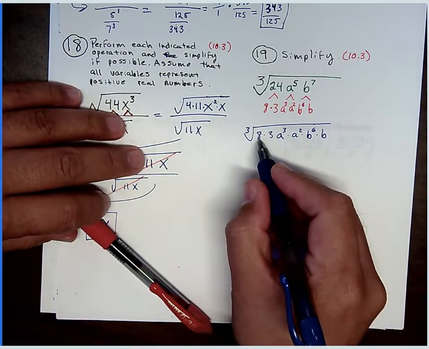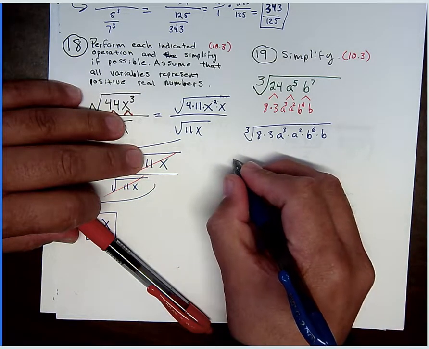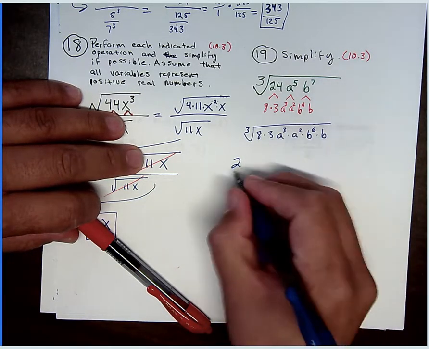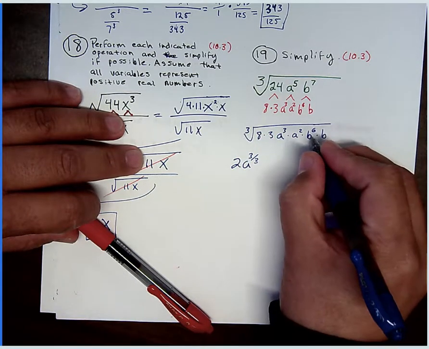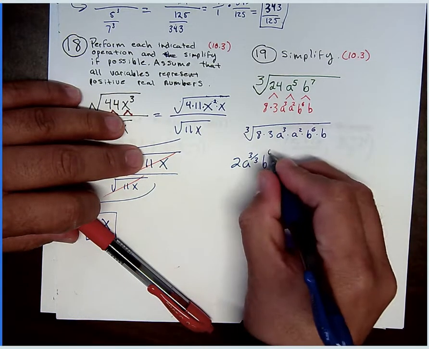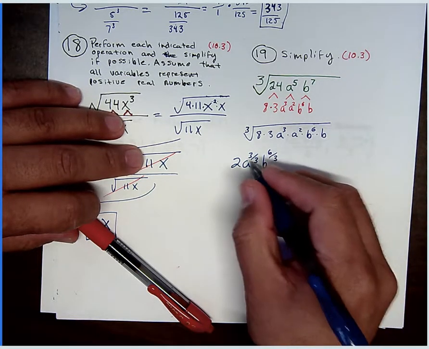So the cube root of 8, you guys know it's 2. 2 times 2 times 2 gives you 8. This one, it's a and then the 3 divided by that 3. And this one, the 6 divided by that 3. So I made these two into rational exponents.